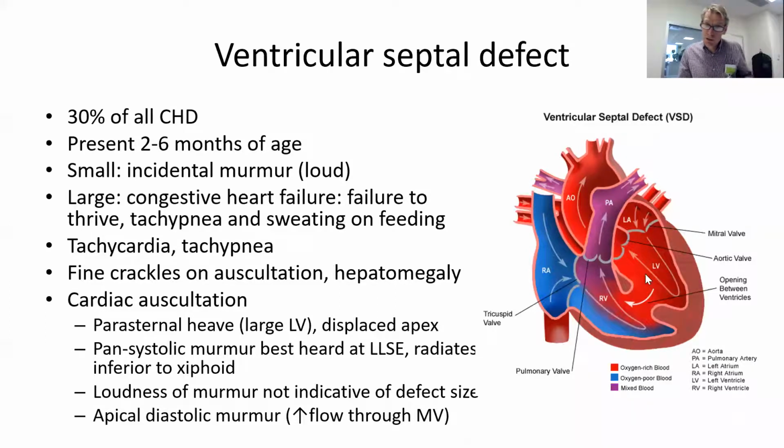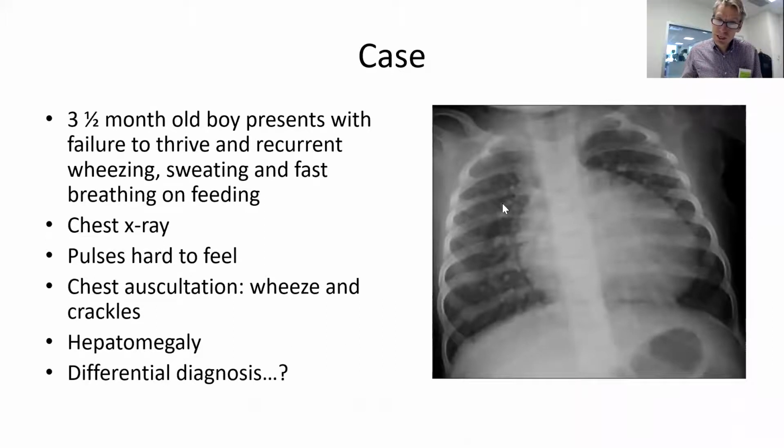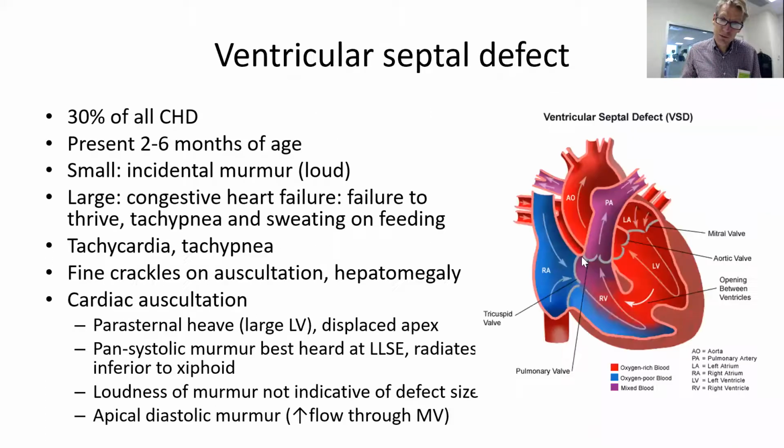If there's a lot of blood going through the VSD, from the left ventricle to the right ventricle and out into the lungs, and then it comes back into the left side of the heart and then around again, then the child will often have quite severe pulmonary congestion, and they'll have an X-ray that looks like this with congested lung fields. It might even be worse. It might be much more severe pulmonary edema with a pleural effusion, for example.